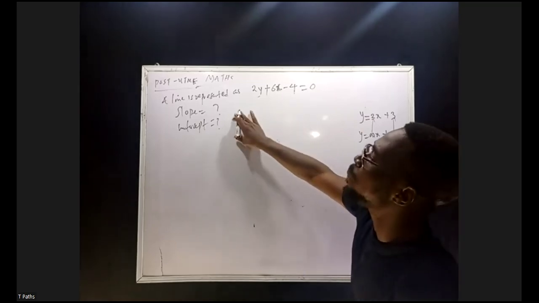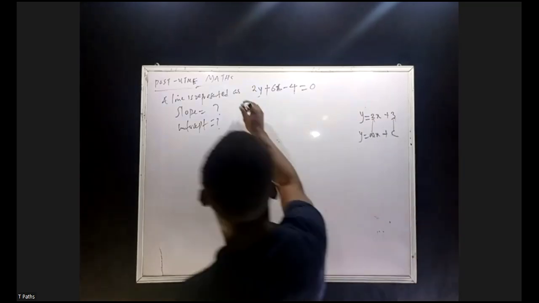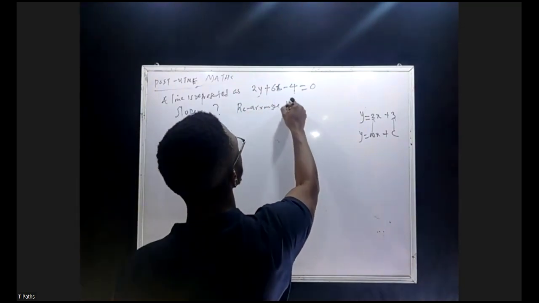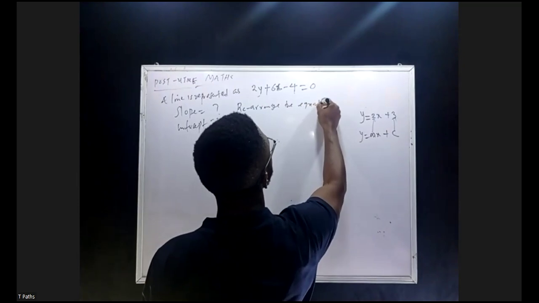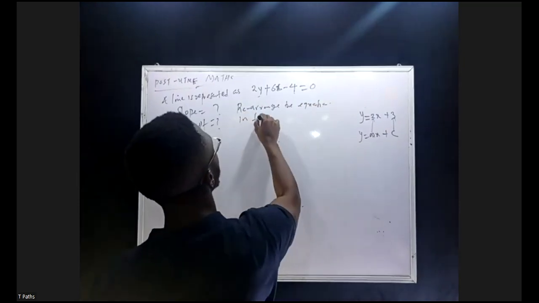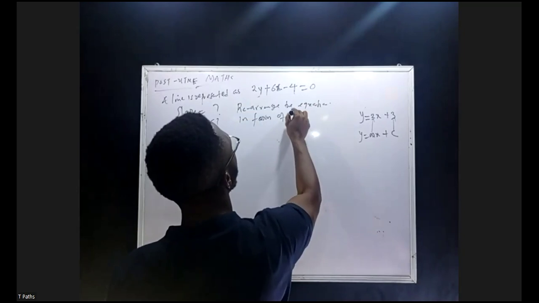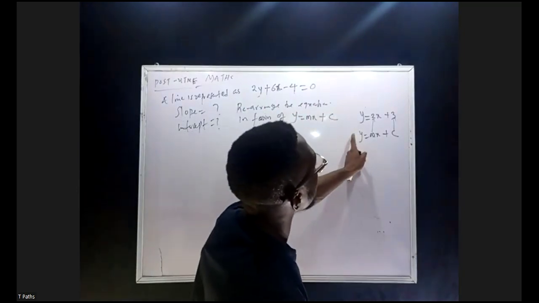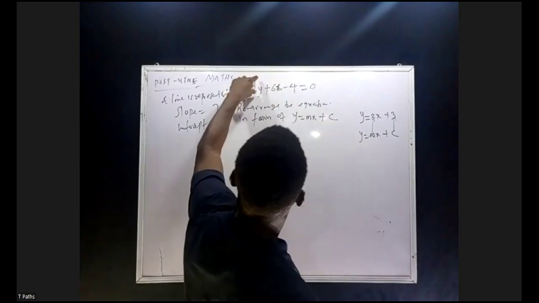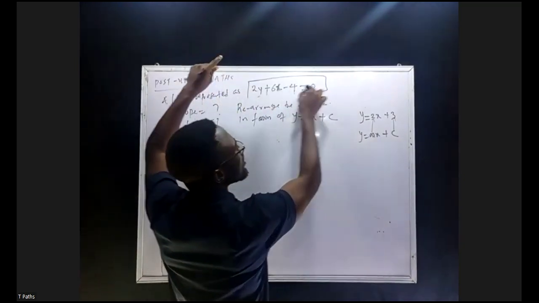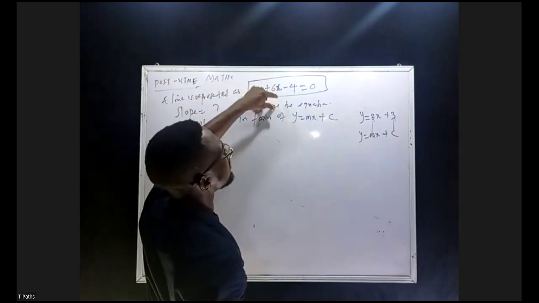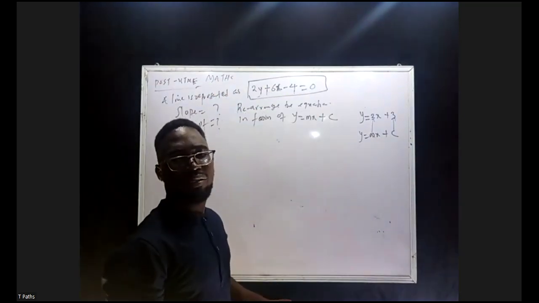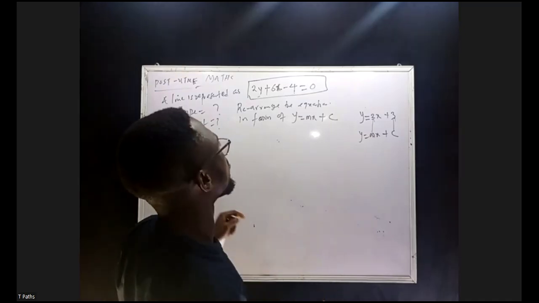For you to now get the slope and intercept here, the instruction will be to rearrange the equation in the form of y equals mx plus c. For you to be able to compare it with y equals mx plus c, you must rearrange this equation. So how do you rearrange it?